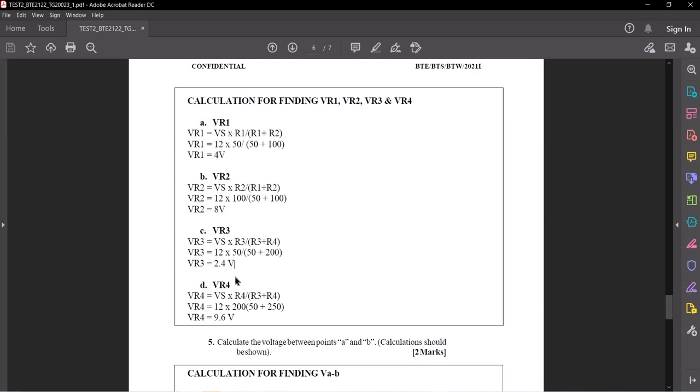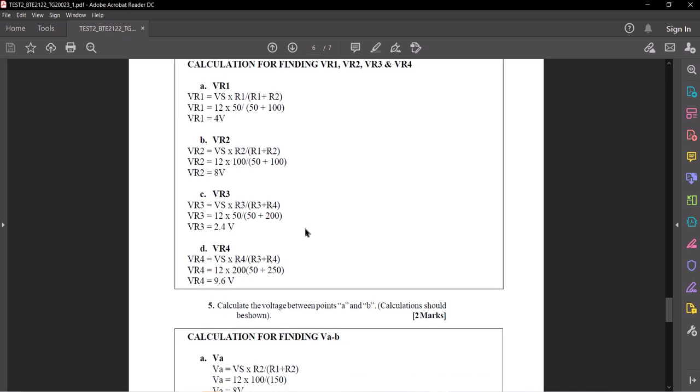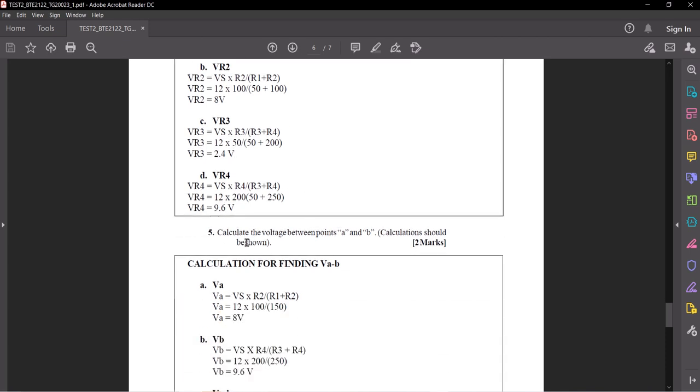Now VR4 is Vs times R4 over R3 plus R4, which is 12 volts times 200 divided by 250, so VR4 is equal to 9.6 volts. Okay, so the next question is to calculate the voltage between point A and B.